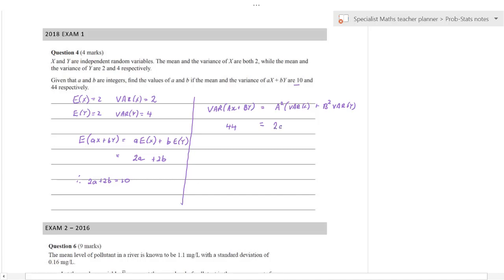So 2A squared plus B squared, which is B squared, variance of Y is plus 4B squared. There we go. Okay, now we've got two equations here.